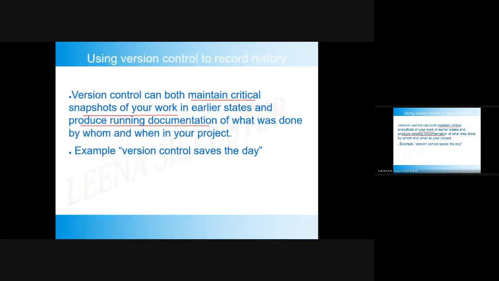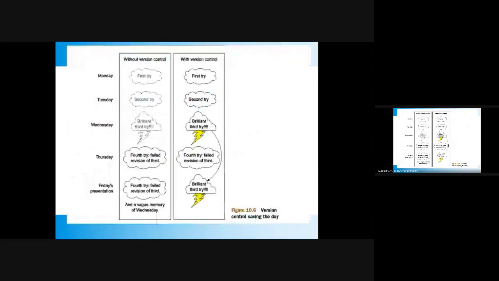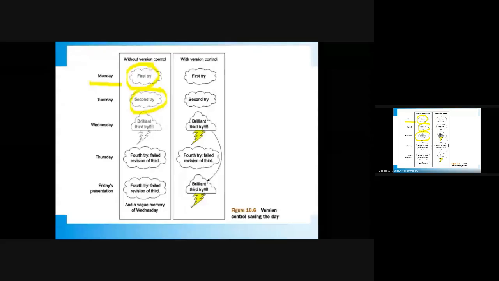Next one is using version control to record history. Version control can both maintain critical snapshots of your work and produce running documentation. So this is an example. Suppose you are working on a project from Monday to Friday. Monday you will try something, and without version control it will be lost. Tuesday also you tried something. Wednesday you tried some other brilliant idea. Thursday it failed. Friday also it failed.